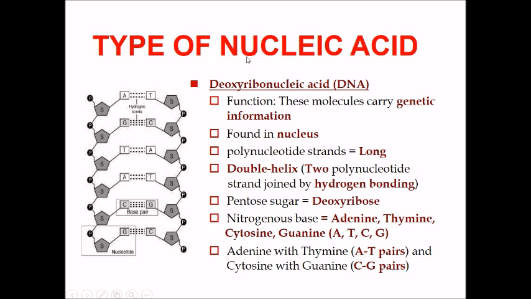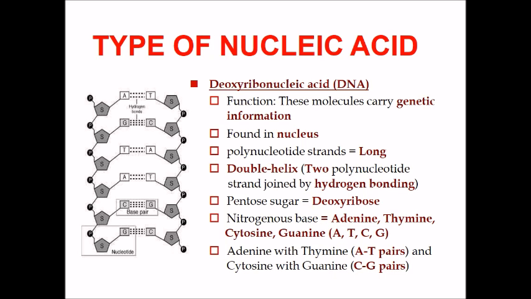There are two types of nucleic acid or polynucleotide, as we already talked about. The first one is DNA and the second one is RNA. The function of DNA is to carry the genetic information in our body, and it can be found only in the nucleus of the cell.